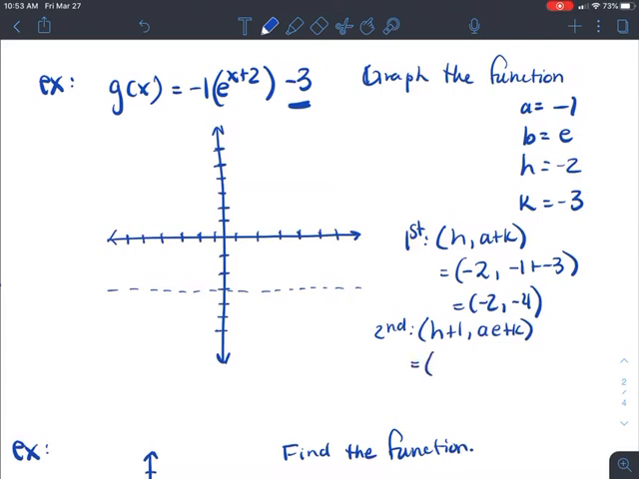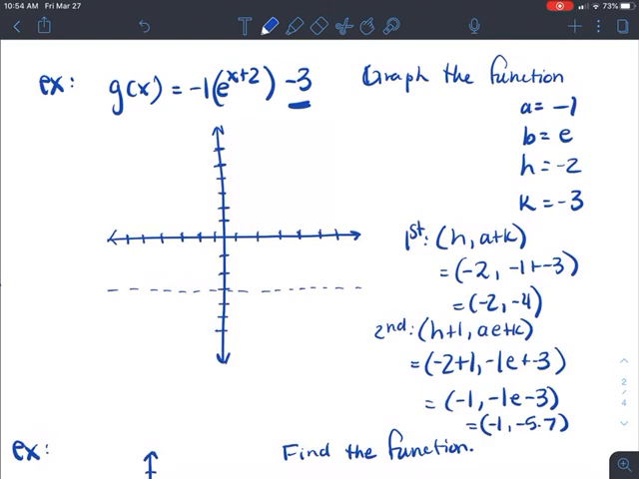For my second reference point, this is h plus 1 comma a e plus k. I plug in my h value, which is negative 2 plus 1. My a value is negative 1 e, plus negative 3. So this gives me negative 1 comma negative 1 e minus 3. When I plug that into my calculator, that gives me negative 1 comma negative 5.7.